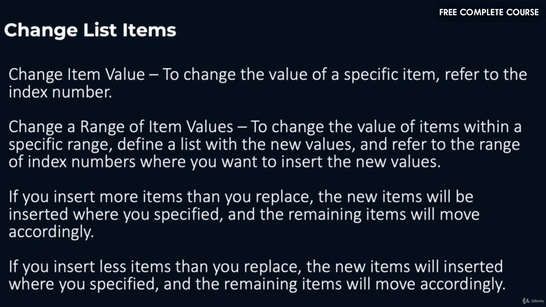So to change a range of item values, to change the value of the items within a specific range, define a list with the new values and refer to the range of index numbers where you want to insert the new values. If you insert more items than you replace, the new items will be inserted where you specified, and the remaining items will move accordingly. If you insert less items than you replace, then the new items will be inserted where you specified, and the remaining items will move accordingly. Okay? So let's jump into our lists notebook and take a look at this.